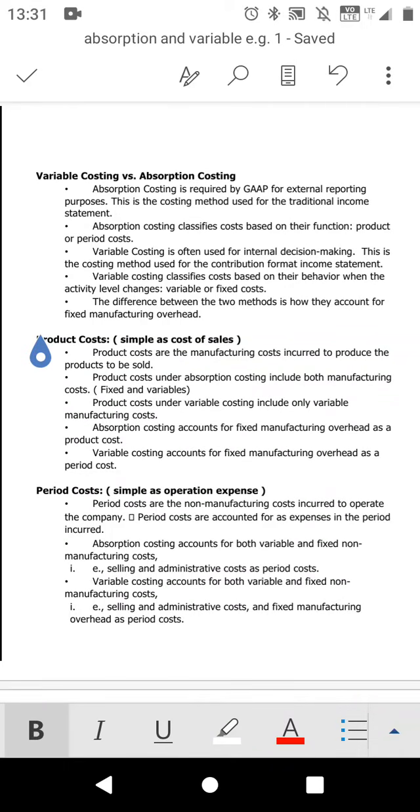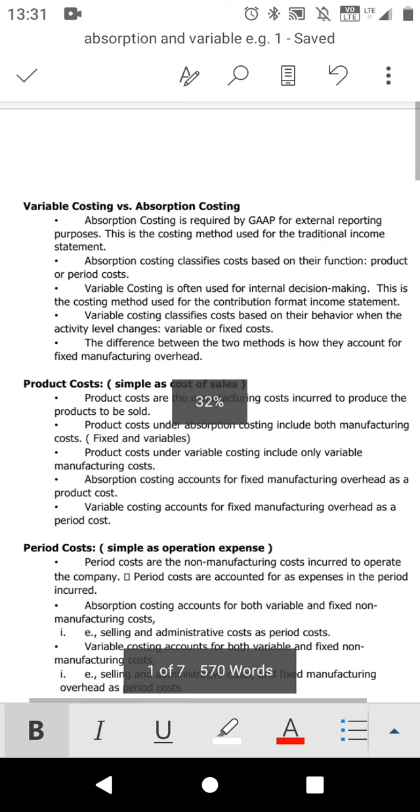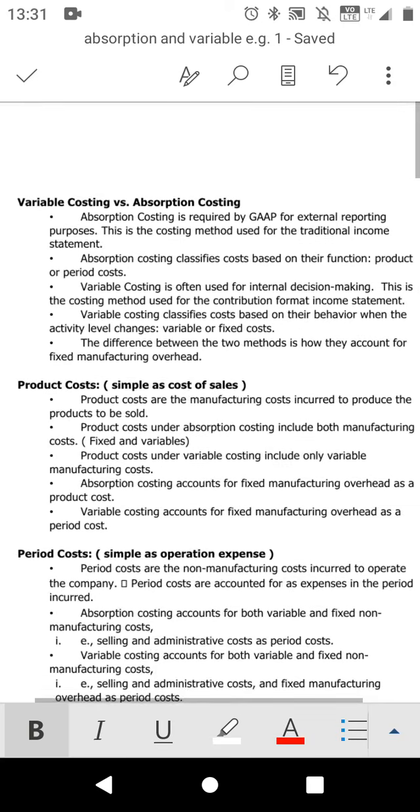Okay, so in this video I want to give you some brief on what is happening under variable costing and absorption costing. As usual, I would like to explain some of the important theory that we are going to apply when we prepare the income statement under variable costing and absorption costing. Okay, so let's start with the theory part, then we will do the example.